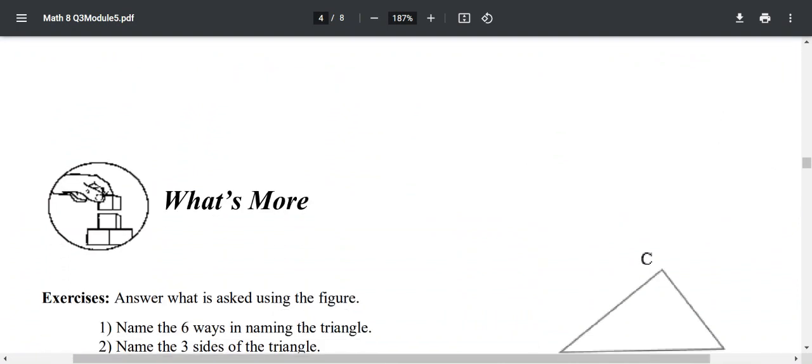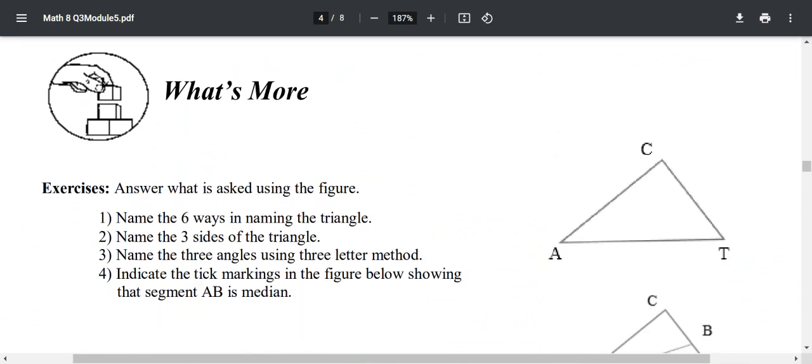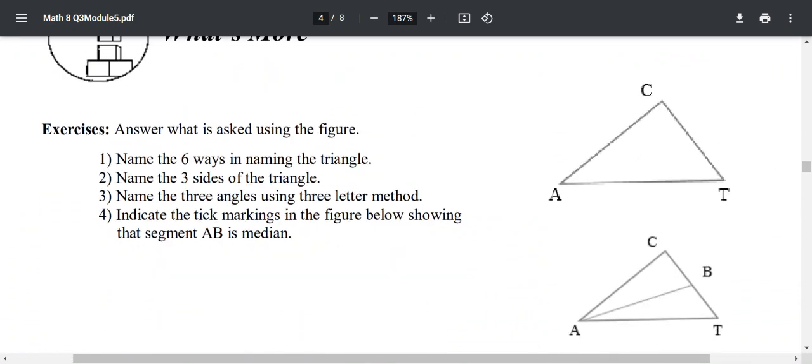So you have here your practice activities. Try answering this one. We have here a triangle, triangle CAT. Number one, name the triangle in six ways. So how do we name a triangle? Using its vertices, using letters. So you name this triangle.